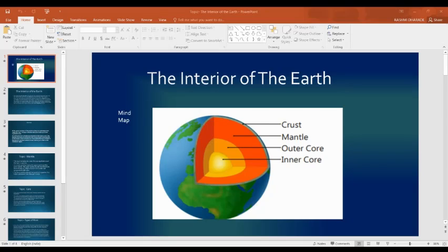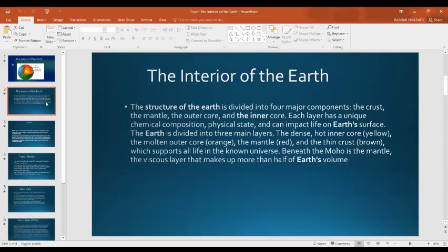Today our topic is the interior of the earth and we are going to know some facts about them. So let's start with the video. The interior of the earth.